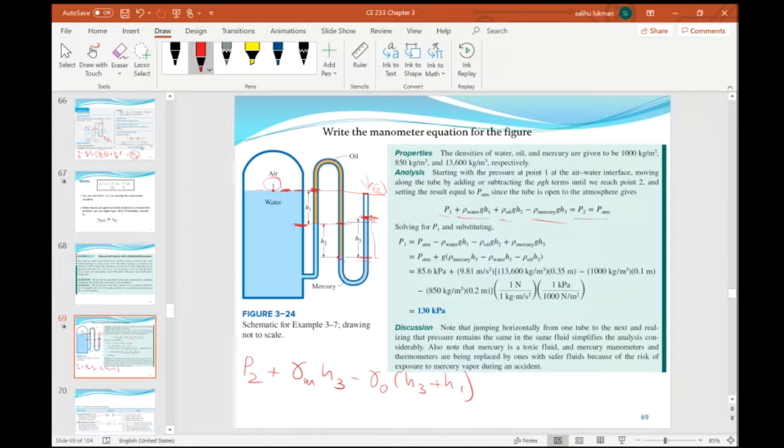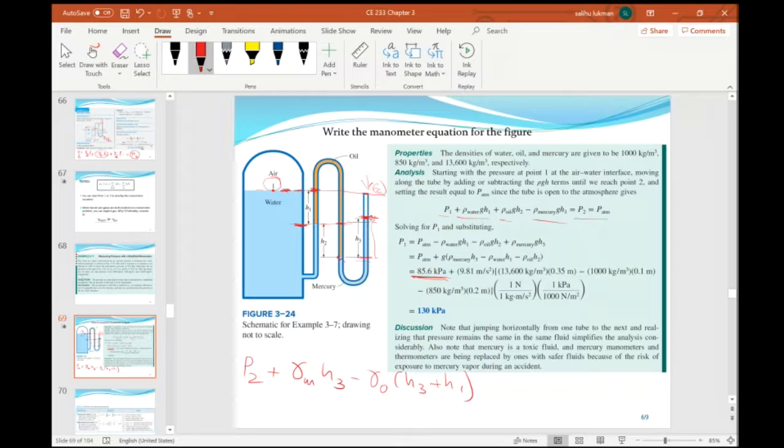Okay. P2 is atmospheric, which is already provided. Okay, here we are not finding gauge, we are finding absolute pressure. So if we are finding the gauge pressure, we will set the atmospheric pressure to be zero. But if we are finding the absolute pressure, we will utilize the value of the atmospheric pressure. So that is why here we did not set the value to be zero. Utilize the atmospheric pressure at that height, which is different from the standard atmospheric pressure.